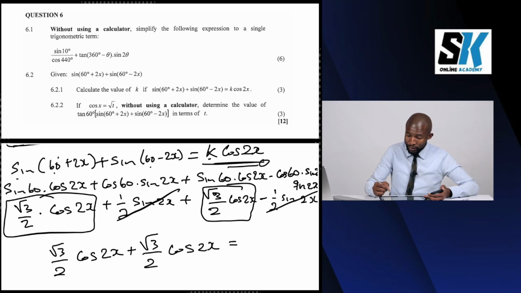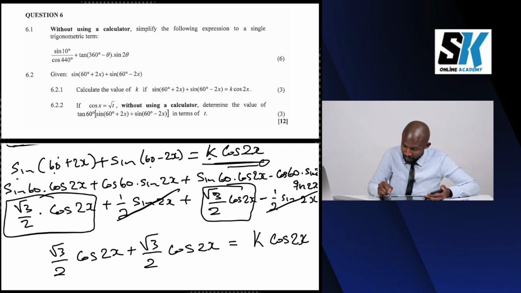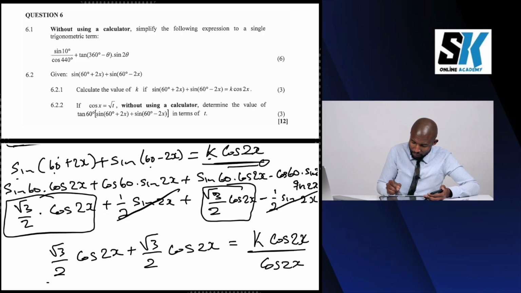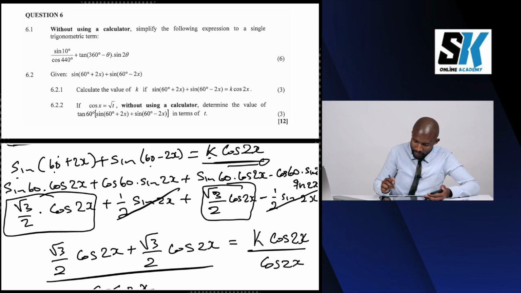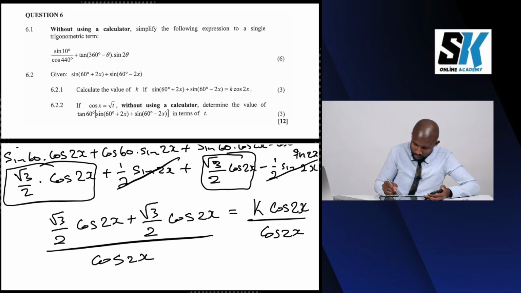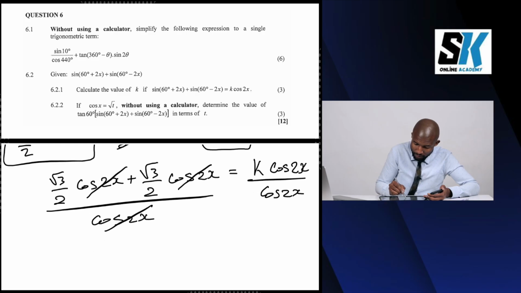Remember that it is equal to k cos 2x, and I told you that to get the value of k you have to divide by that cos 2x. So when you divide by that cos 2x on both sides of your equation, our cos 2x will be cancelled out, it will be a 1, so you'll be left with root 3 over 2 plus another root 3 over 2.